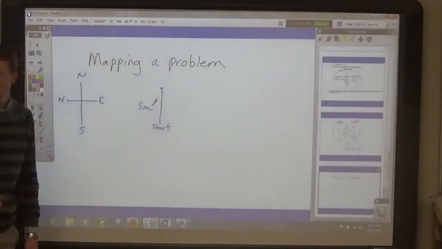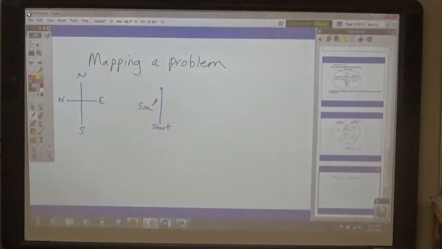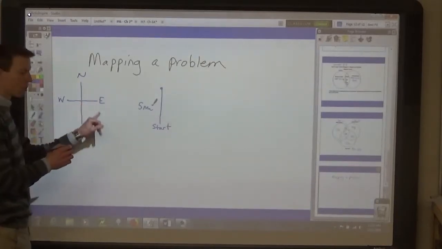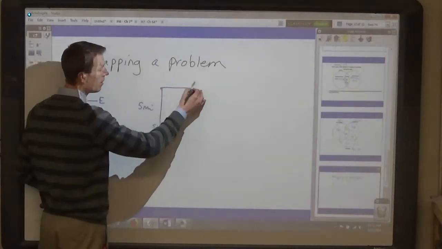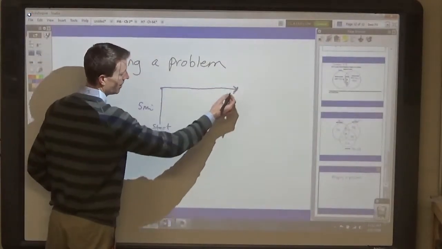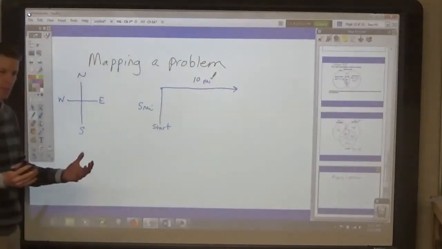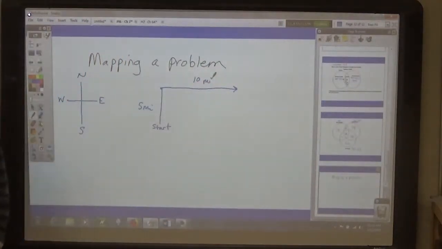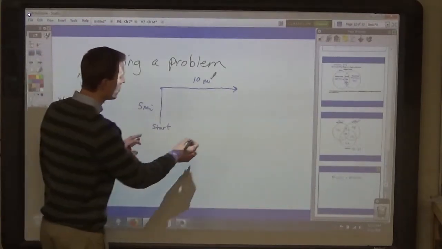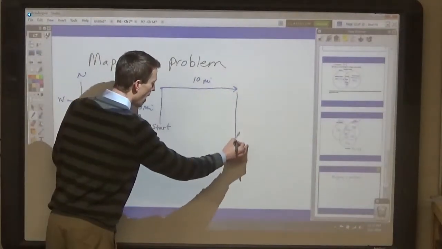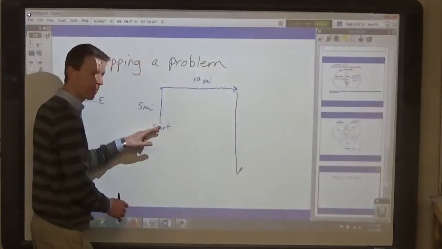Okay? Then it says 10 miles east. So again, using the compass rose, you would draw a line that goes 10 miles east. And it's just a sketch, so you don't have to be exact. Then it says 12 miles south. And since it's 12, you want to go past your original sketch of 5.